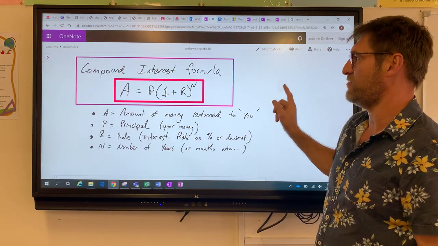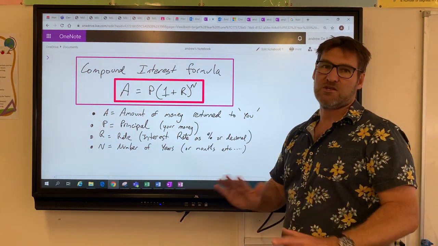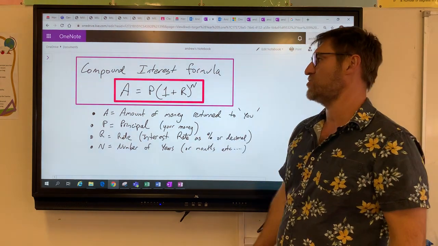Same deal as before, treat it as a normal lesson. Books open, today's date, chuck it all into your books, and we'll do some questions in a minute.